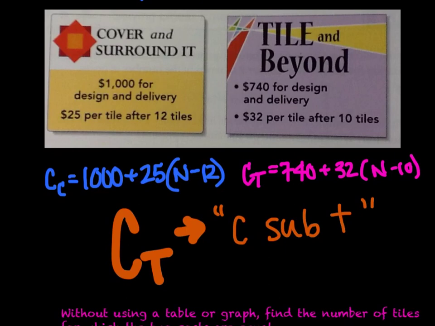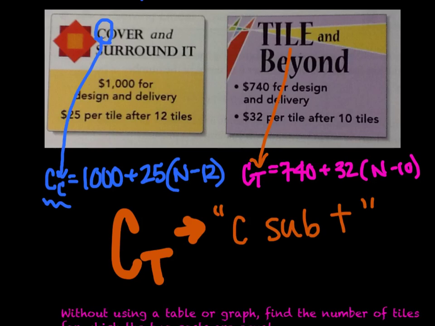So these can be modeled with these equations. We have C sub C, so that C is being shown as a second C for Cover and Surround It, is equal to 1,000 plus 25 times (n minus 12) in parentheses. And then Tile and Beyond, which is C sub T in this case, is equal to 740 plus 32 times (n minus 10) in parentheses.